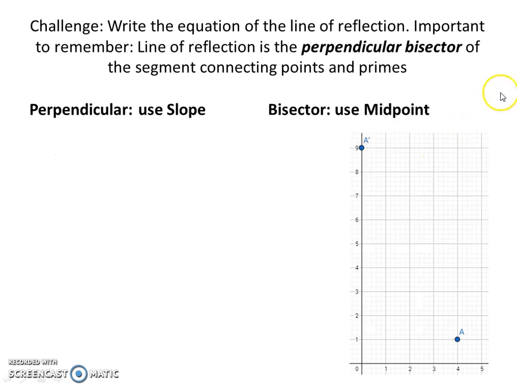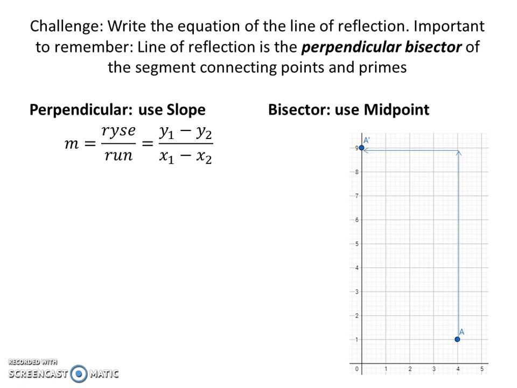This is the challenge problem. We have to write the equation of a line of reflection. It's important to remember that the line of reflection is a perpendicular bisector of the segment connecting points and primes. So to make sure we get the perpendicular factor, we have to look at the slope. To make sure we're using a bisector, we need to use the midpoint. Two different previous topics we have to connect.